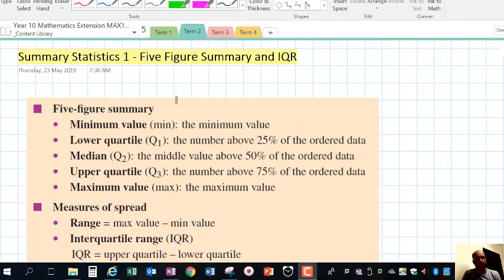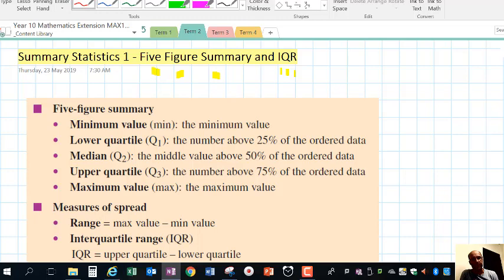We're going to talk about some things called summary statistics. They summarize the data, and we're going to look at two things in particular: the five number summary, sometimes called the five-figure summary, and IQR, which stands for interquartile range. And we'll go through them first, then we'll look at some examples.